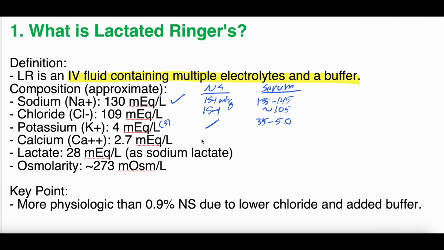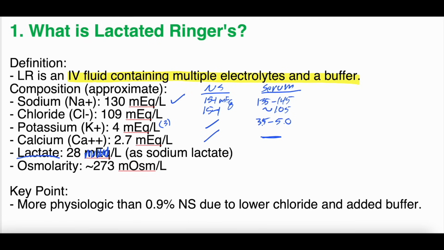It has calcium, 2.7 milliequivalents. None in normal saline. This is ionized calcium, and it's a little different measurement than we used to. So let us know in the comments. We'll have to do some research. We can't recall this measurement, what the normal serum calcium is. And then it has lactate, which is interesting, 28. They have milliequivalents per liter, but millimoles as well.